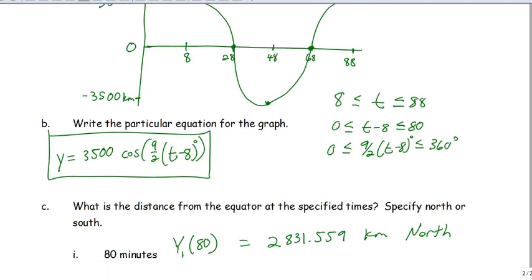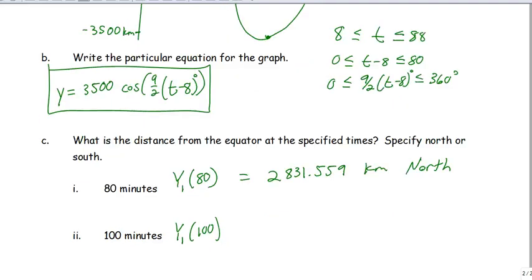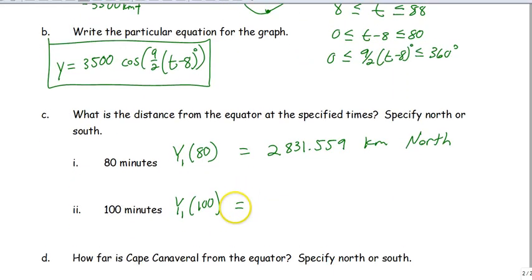And that's at what, 80 minutes? And then 100 minutes, you get 2057.248 kilometers north still. You're still north of the equator.